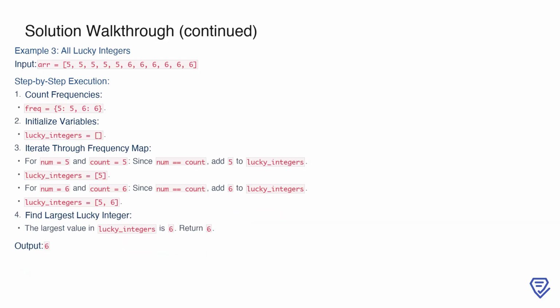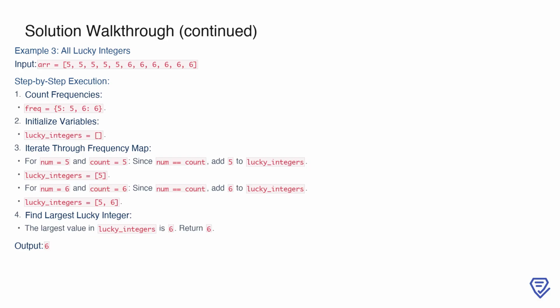Now, with the input array 5, 5, 5, 5, 5, 6, 6, 6, 6, 6, 6, we start by calculating the frequency of each number, yielding the frequency map 5, 5, 6, 6. We then initialize the lucky_integers list as an empty list. As we iterate through the frequency map, we first encounter number equals 5 and count equals 5. Since the number matches its frequency, we add 5 to the lucky_integers list.